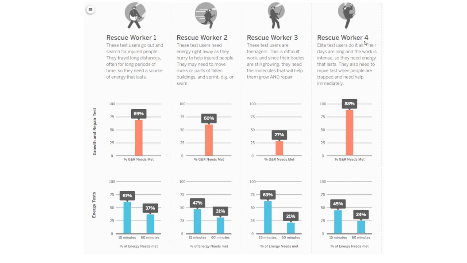Lastly, Rescue Worker Group 4. These people do it all. They need energy that lasts, but they also need to move fast when people are trapped. So they need their energy needs to be met as much as possible. So while Rescue Workers 1 needed the first 60 minutes to be done, Rescue Workers 2 needed the first 15 minutes to be great. Rescue Worker 4 needs their energy needs met all day long. So they need both these bars to be close to 70 or 80%.